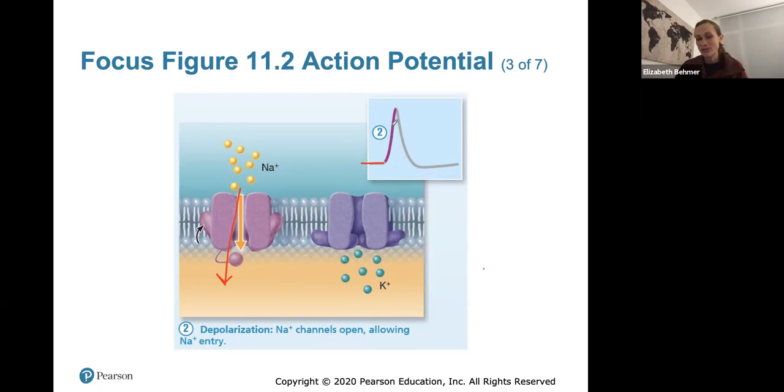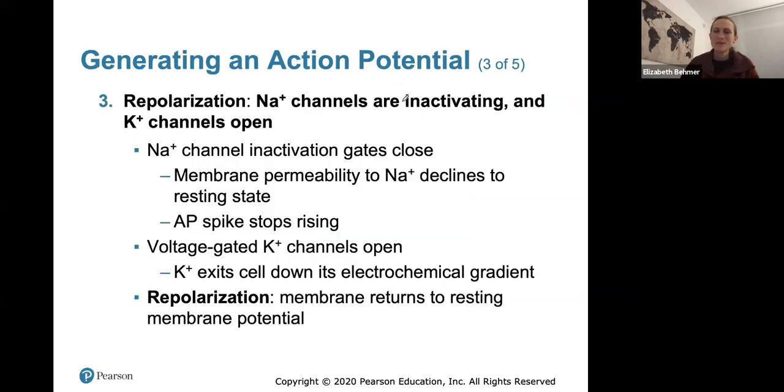This is depolarization. Sodium brings its positively charged ion with it into the cell, so the inside of the cell becomes more positive. And if we reach a threshold value, which is about -50 millivolts, we have this positive feedback mechanism, meaning if we reach threshold, we are going to generate this action potential peak no matter what, and it opens up all sodium channels. So that's what reaching threshold means.